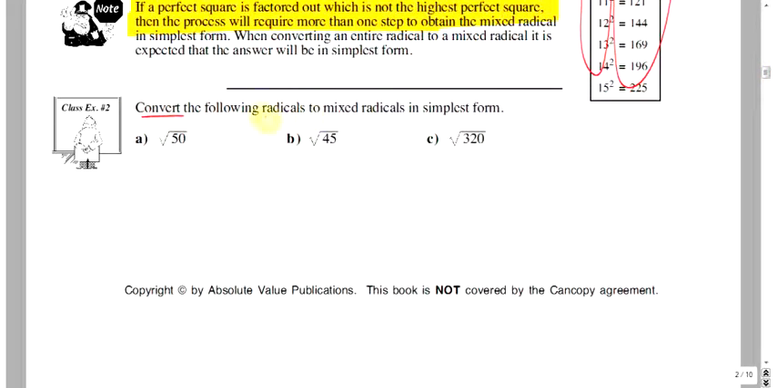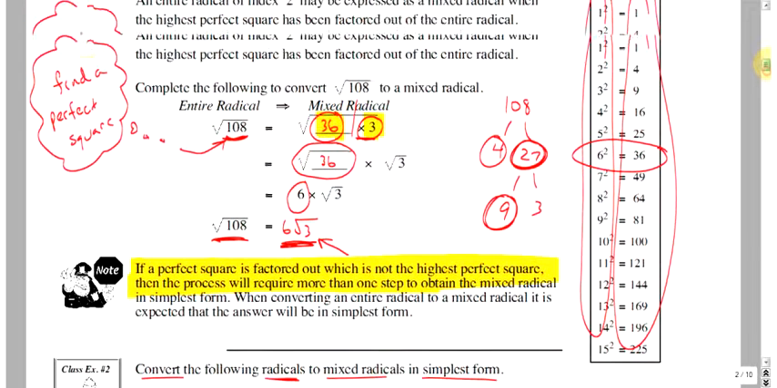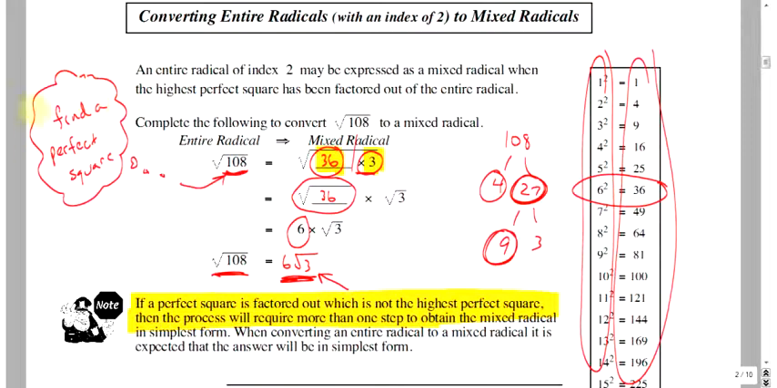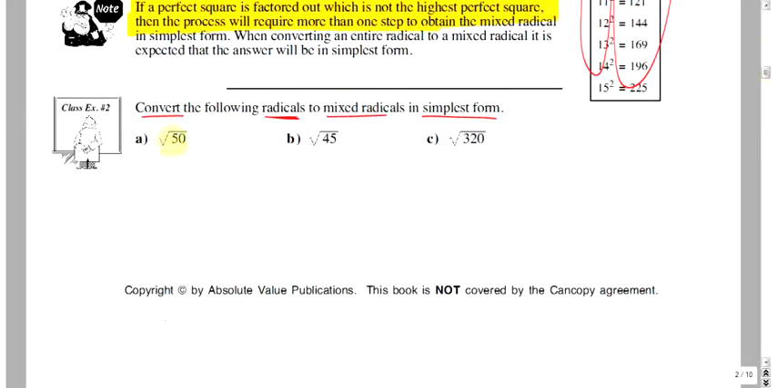Convert the following entire radicals to mixed radicals in simplest form. Okay? So what's the trick? What do we want to look for? We want to find a perfect square in 50. Because I could go, don't write this, that's root 5 times root 10. I'm going to split that up. But does that help me? Do I know the square root of 5? No. Do I know the square root of 10? No. I'm stuck. But what if I did this?